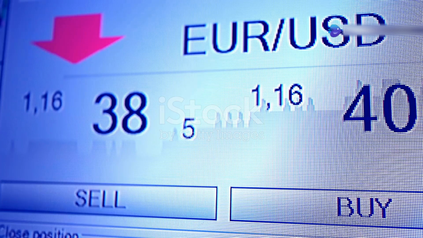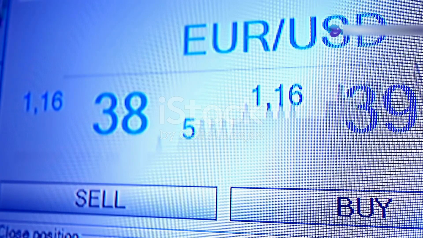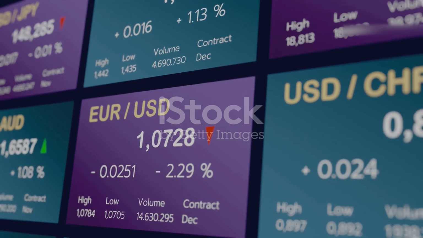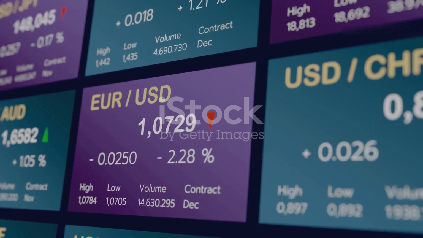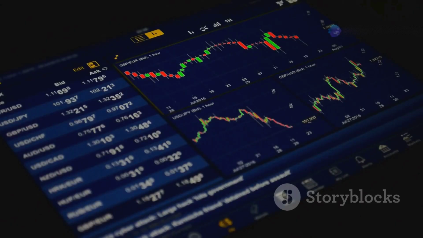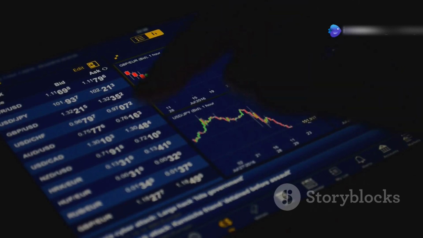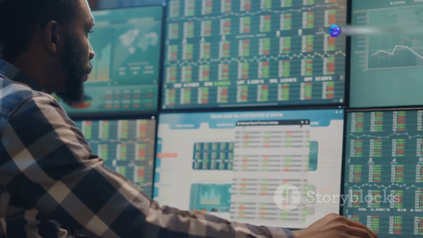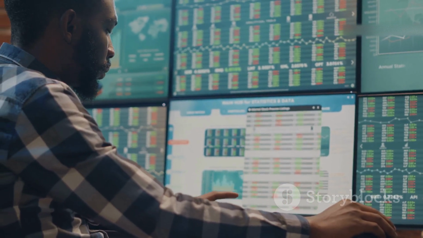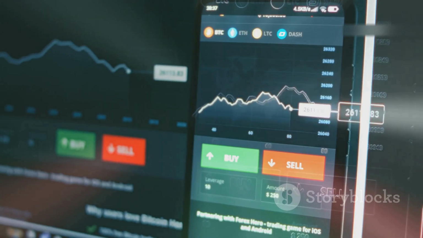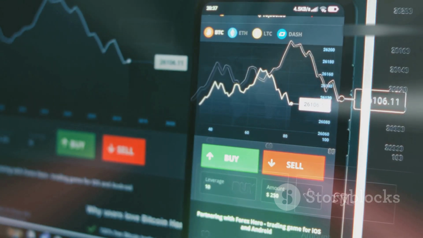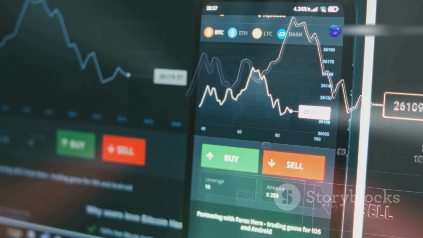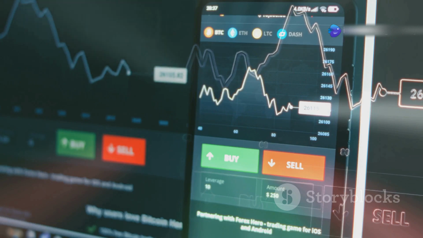First up, we've got the EUR-USD, also known as the euro against the US dollar. This pair is like the bread and butter of forex trading. It's super popular and for good reason. For starters, it's crazy liquid, meaning there are always tons of buyers and sellers. That means you can easily get in and out of trades without getting slammed with huge fees. And speaking of fees, the EUR-USD pair usually has really tight spreads. That's the difference between the buy and sell price, which helps you keep more of your profits.